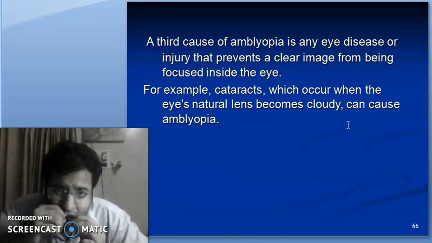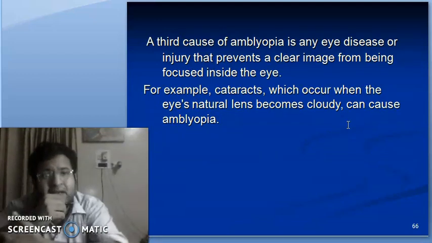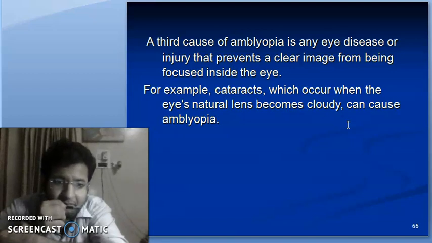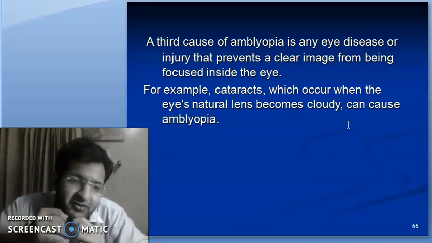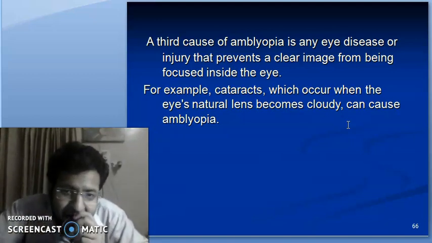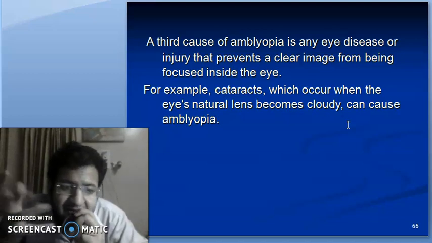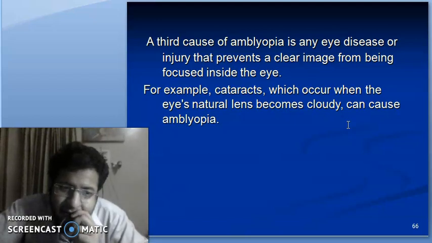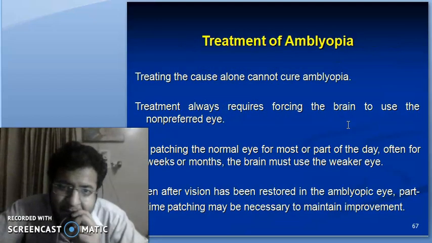The third cause of amblyopia is any eye disease or any injury that prevents a clear image from being focused inside the eye. An example of this can be congenital cataracts, which cause clouding of the natural lens of the eye, and the rays cannot reach the retina, and hence the maturity levels are not reached.